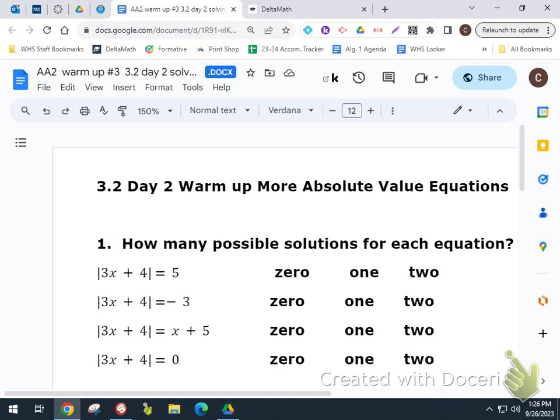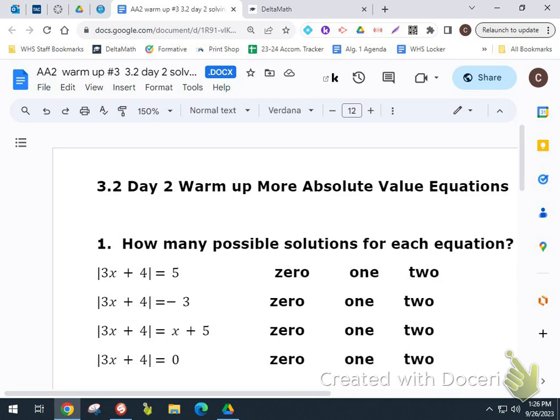So the first one, absolute value of 3x plus 4 equals 5. How many solutions are you going to have? 2. 2 solutions, okay? You should split that and solve, and you have the possibility of 2. What about absolute value equals 0? Why is it 0? Because it's none, no solution. Can't have that, okay? Save yourself the time. If you isolate your absolute value and there is a negative number, it's no solution, period.